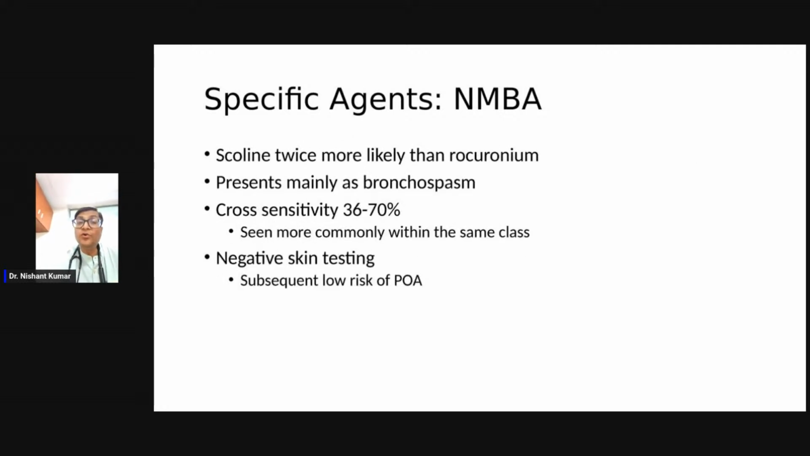As I said, scoline is much more dangerous, and it presents mainly as bronchospasm. And there is a cross sensitivity of 36 to 70% between NMBAs. If there is a negative skin test, then there is a subsequent lower risk of perioperative anaphylaxis. Next, please.